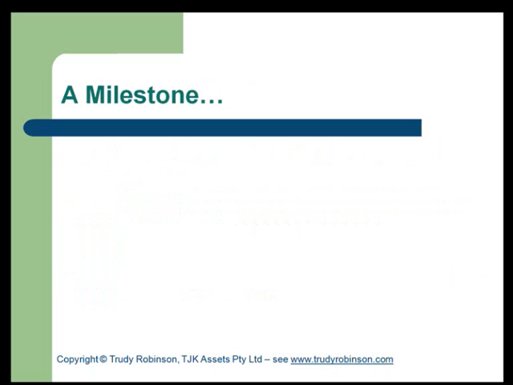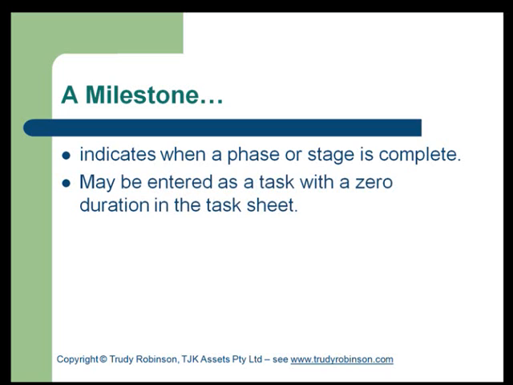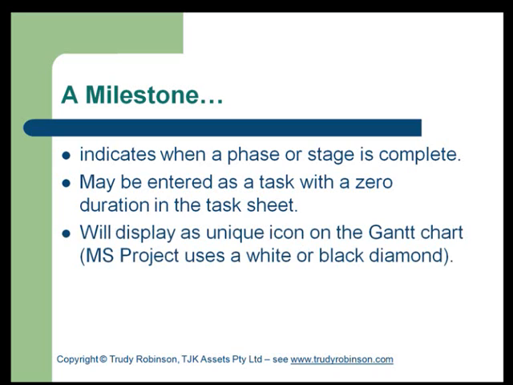A milestone in a timeline indicates when a phase or stage is complete. It may be entered as a task with a duration length of 0. And it will often display in a software package as a unique icon on the Gantt. For example, MS Project uses a white or a black diamond.